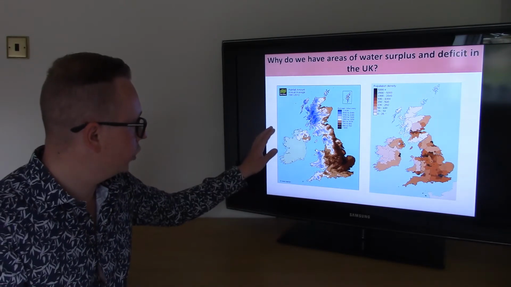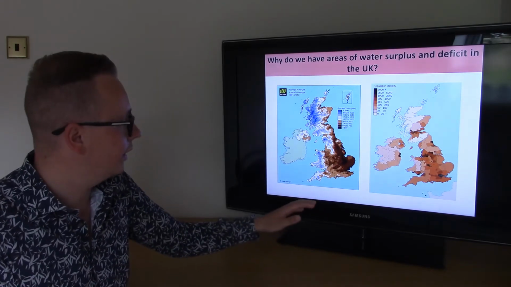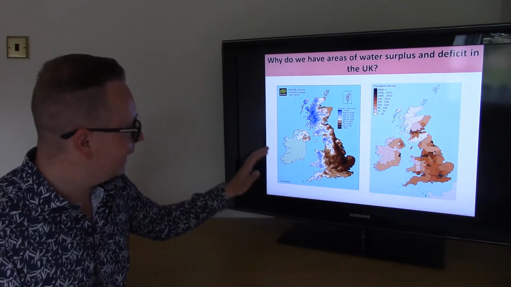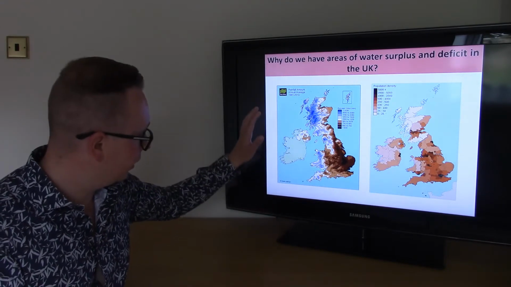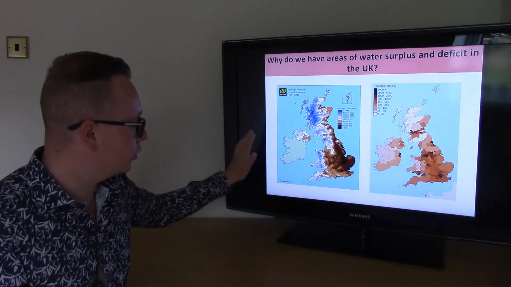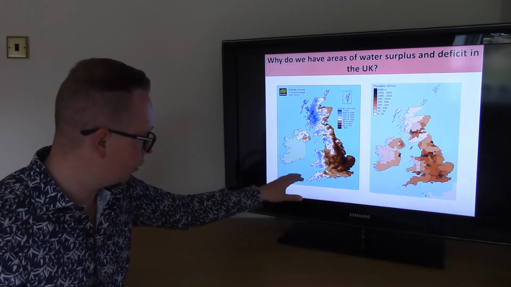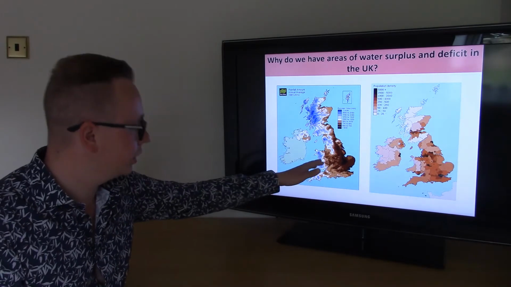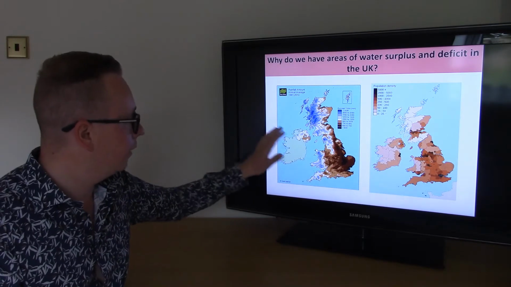This one on the left is showing rainfall across the UK, the one on the right showing population density. The rainfall map clearly shows in blue the areas of high rainfall, and they are in the north and west of the United Kingdom. So high rainfall in the southwest and Cornwall, much of Wales, you can see the Pennines, or the west side of the Pennines anyway, and then much of Scotland.